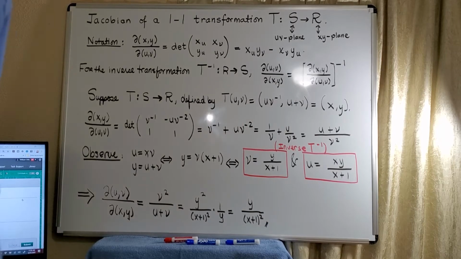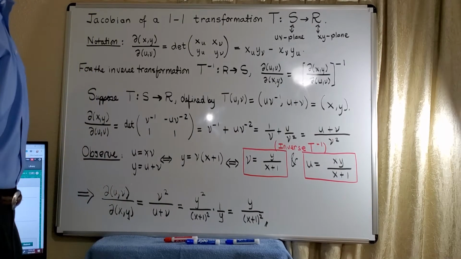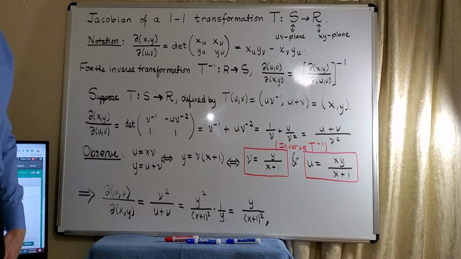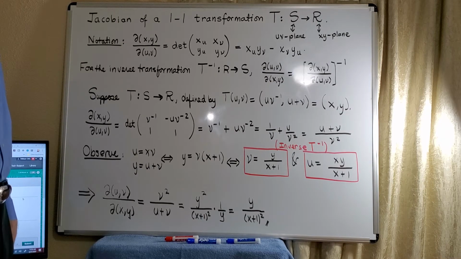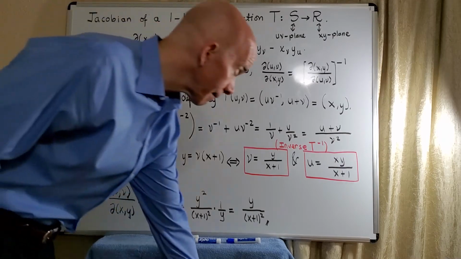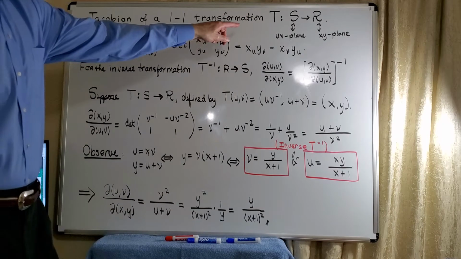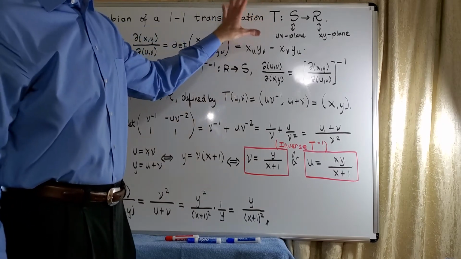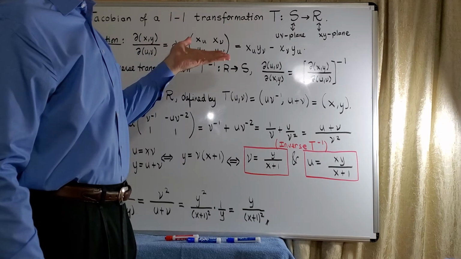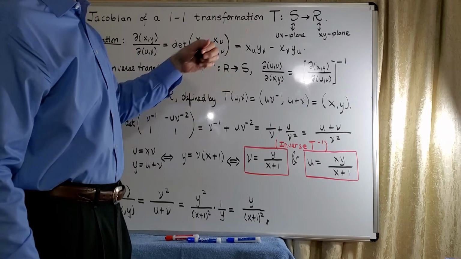Let's do a computation of a Jacobian. We need to learn how to utilize some of the aspects of the change of variables theorem. So what we're going to do is start with a one-to-one transformation, T, and usually the notation has to be set up ahead of time, and this is what we're going to do as we work through these types of problems.